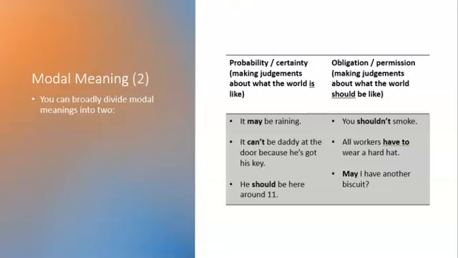One is modals for probability or certainty. That is, making judgments about what the world is like. It may be raining. It can't be Daddy at the door because he's got his key. He should be here around 11. The other is obligation or permission, that is, making judgments about what the world should be like. You shouldn't smoke. All workers have to wear a hard hat. May I have another biscuit?